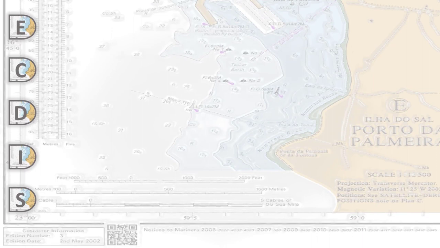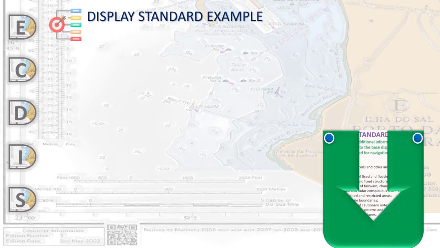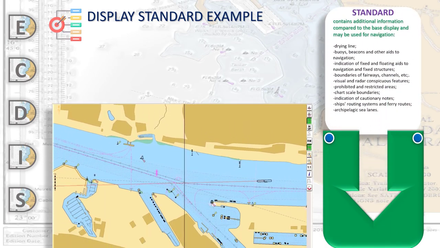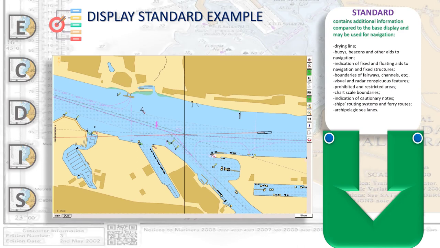This standard display contains additional information compared to the base display and may be used for navigation as a minimum. But by the way, this layer doesn't include the depths or spot soundings for your chart. Here is an example of the standard display overlay.